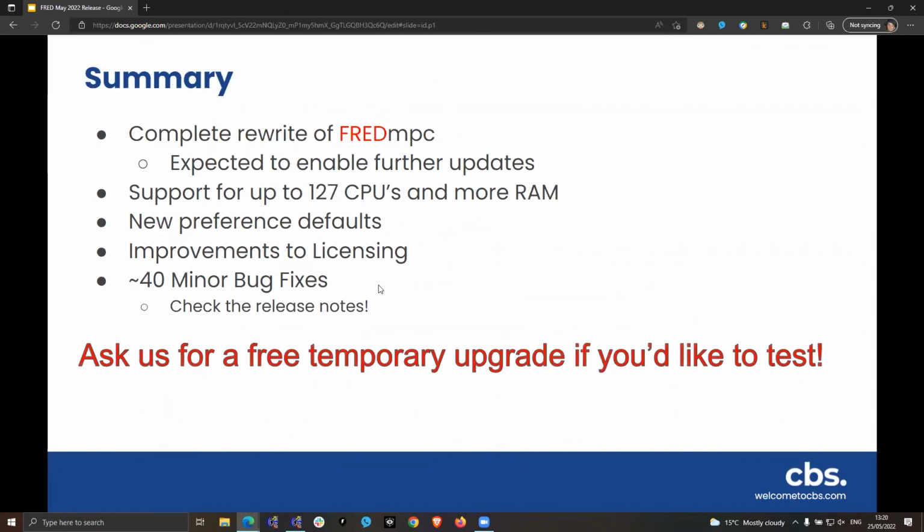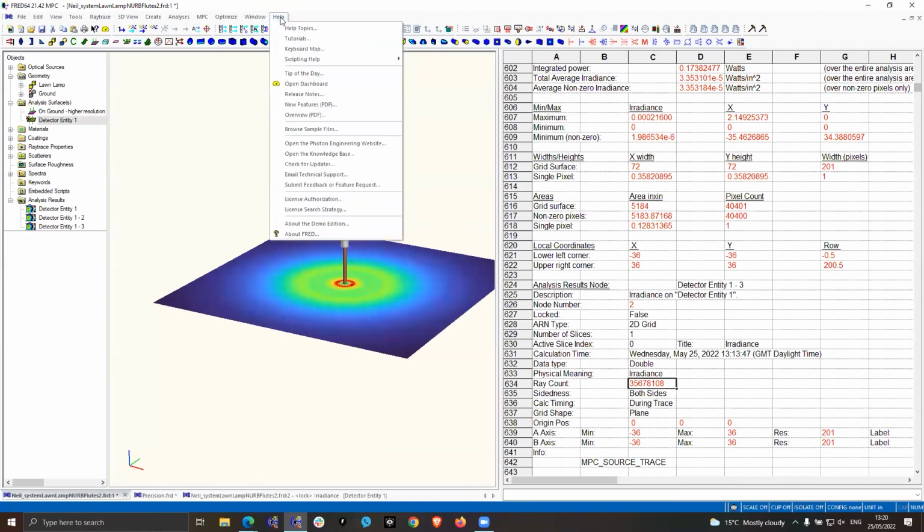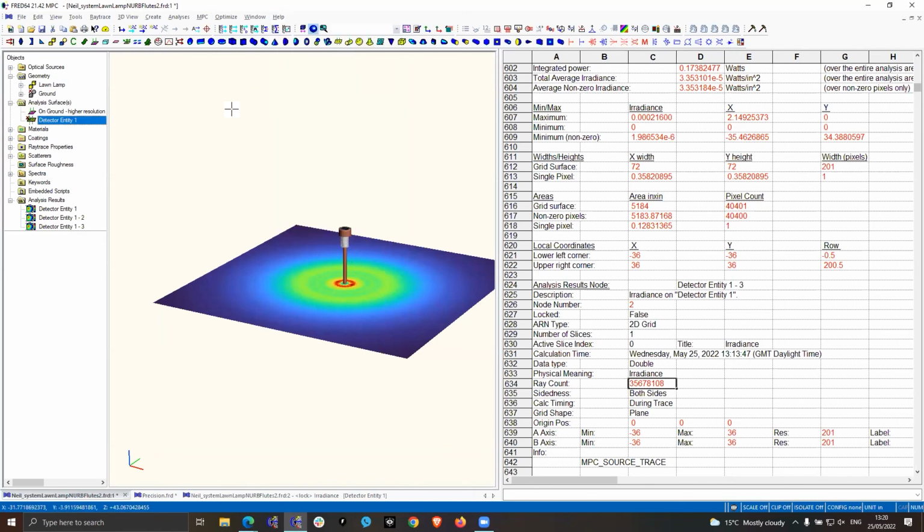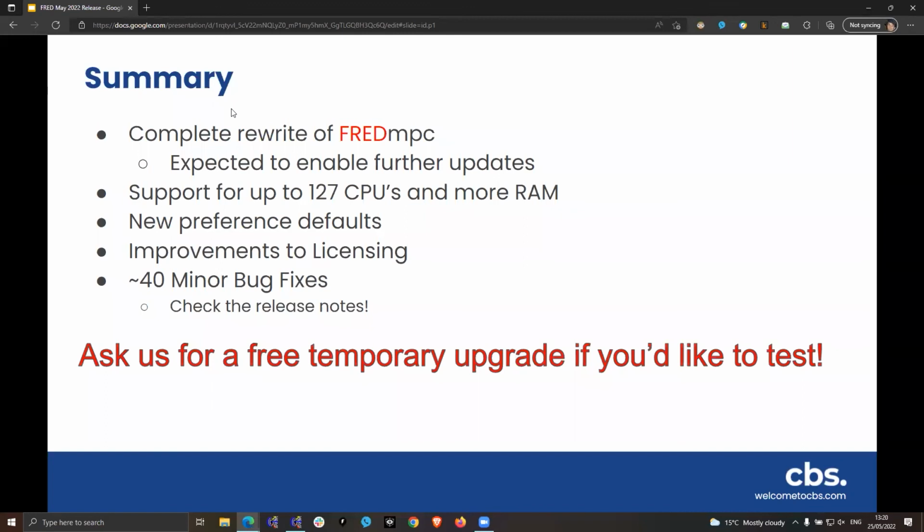So in summary, there's been a complete rewrite of FREDmpc, and that's expected to enable further updates. Support for 127 CPUs and much more RAM, new preference settings to turbo color scheme, improvements to licensing, and around 40 minor bug fixes. We're not going to spend any time looking at those. They are all in the release notes of Fred. For those of you that aren't aware where to find them, you can go to Help and then Release Notes, and all of the detail is in there.